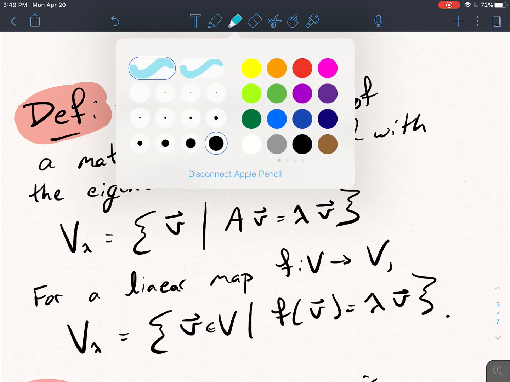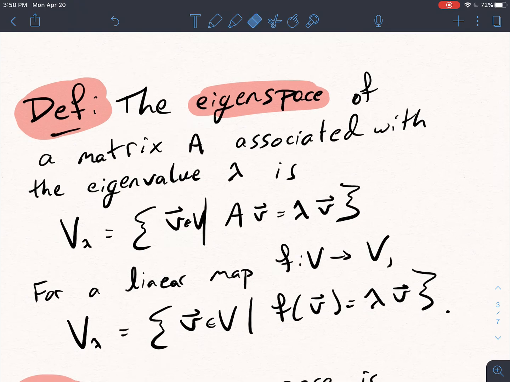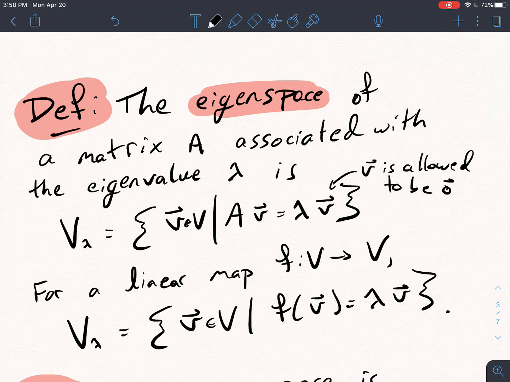Okay, cool. Another definition: eigenspace. So the eigenspace of a matrix A associated with the eigenvalue lambda is denoted by V sub lambda, and it is the set of vectors v in V such that A times v is equal to lambda times v, for any v, not just non-zero ones. So here, v is allowed to be the zero vector. That is an allowed thing here. And remember that the zero vector would always satisfy A times 0 equals lambda times 0.